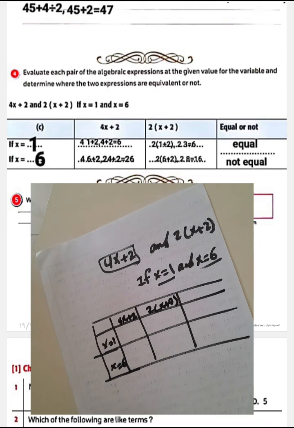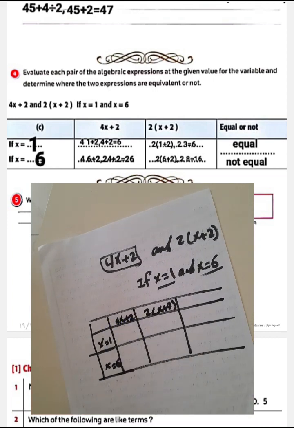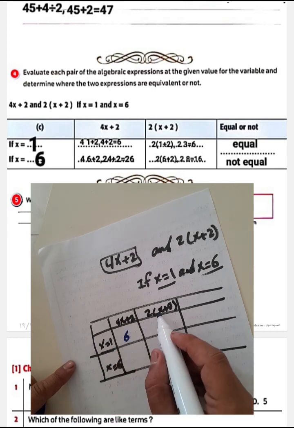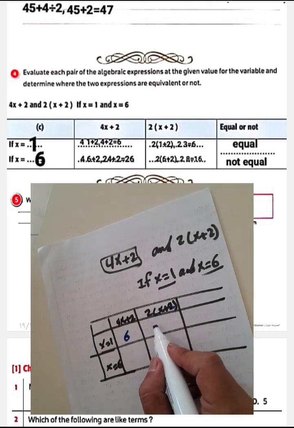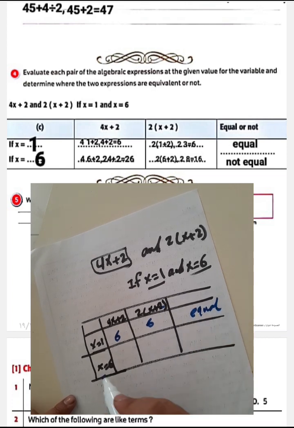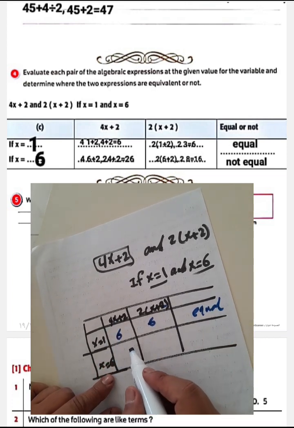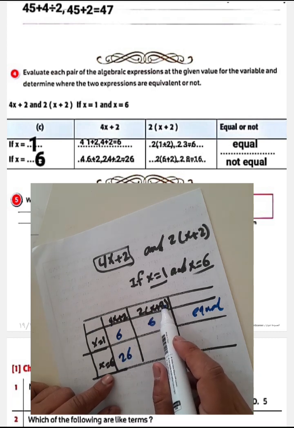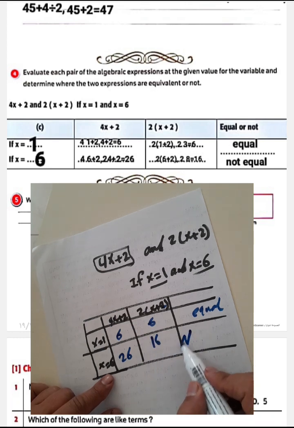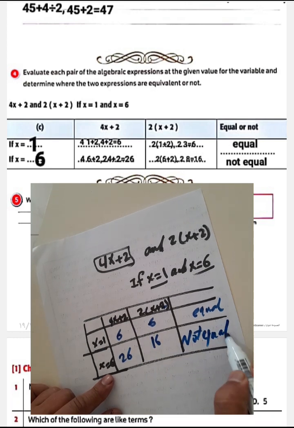Put x equal 1 here. 1 times 4 equal 4. 4 plus 2 equals 6. Put 1. 1 plus 2 equals 3. 3 times 2 equals 6. It will be equal. And at x equals 6, 4 times 6, 24. 24 plus 2 equals 26. Put 6 here. 6 plus 2 equals 8. 8 times 2 equals 16. Then the result here will be not equal. Okay.